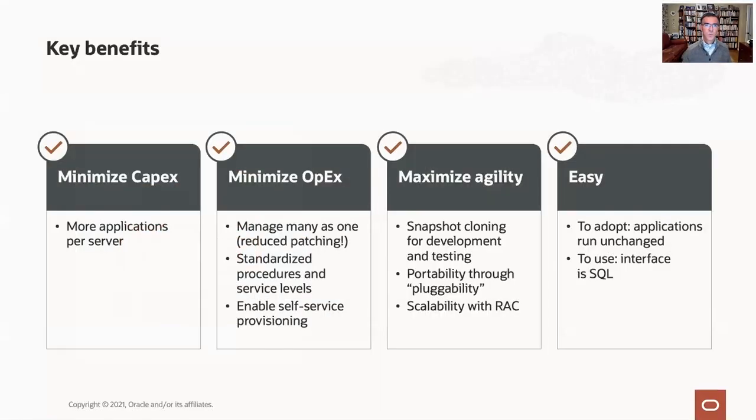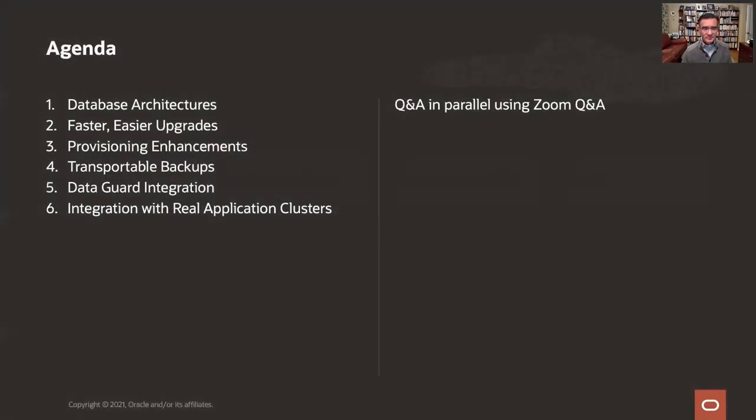So we deliver a 4-prong value proposition. We minimize capital expenses because you can support more applications per server. We minimize operating expenses because you can manage many as one. We increase agility in provisioning and relocation and scaling, all sorts of things. And it's easy. It's easy to adopt because applications run unchanged, and it's easy to use because the interface is very simple. You already know how to use it. It's SQL. So as far as the overview is concerned, that's it. But this is a masterclass, so we're going to go a bit deeper.